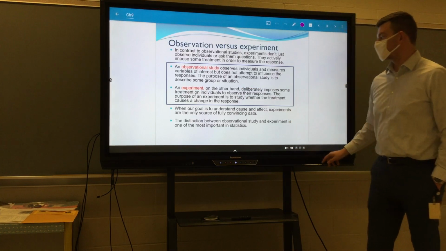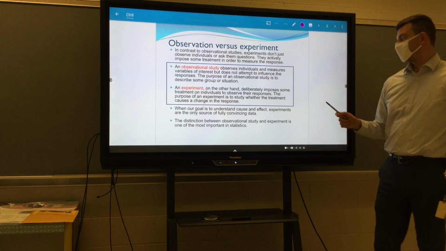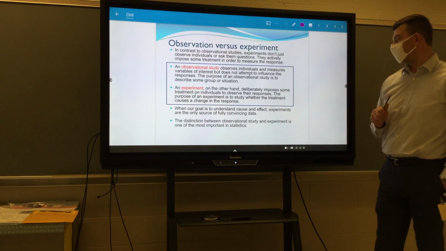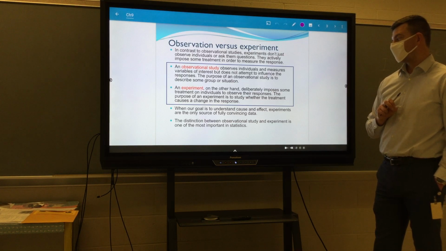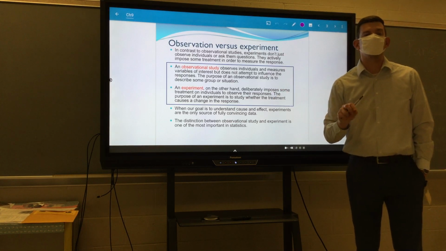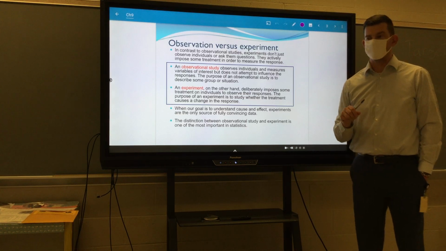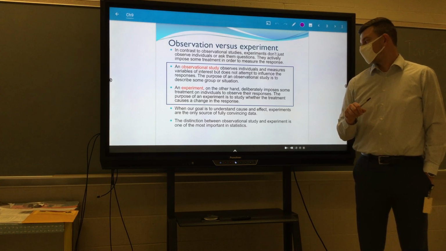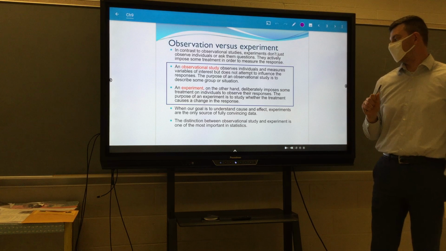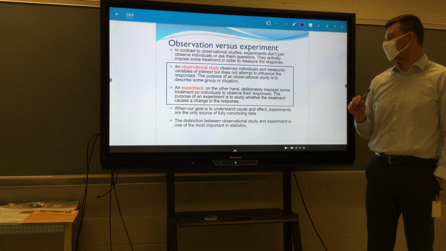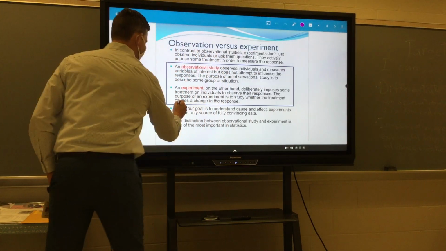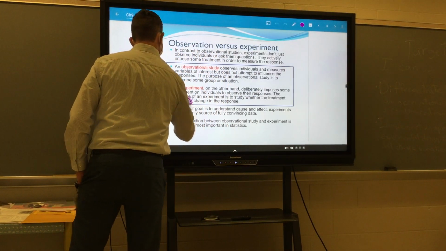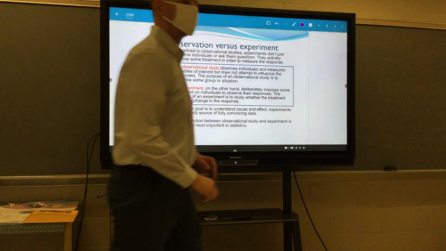A randomized experiment, on the other hand, deliberately imposes some treatment on the individuals, and then you observe their responses, their reactions to that treatment. The purpose of an experiment is to study whether the treatment causes a change in the response. There is that important word that we've been building up to. Okay?